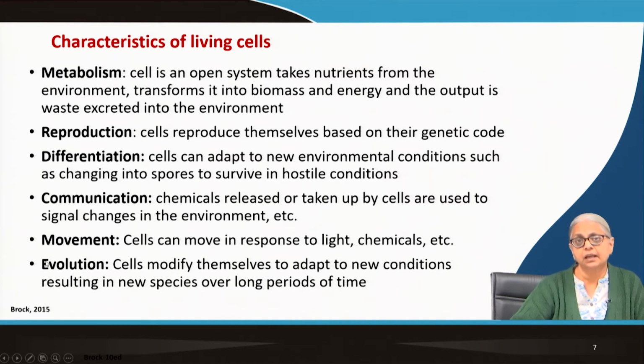Okay, and then finally we come to evolution. Are these cells capable of evolving and adapting? One of the things that we've already seen is adaptation to new environmental conditions. Now, if the change in environmental conditions is permanent, then these cells will modify themselves for those new conditions, and perhaps a new species will result from those conditions. So these cells are capable of modifying themselves, adapting themselves to new conditions, and that will result in new species over a long period of time.